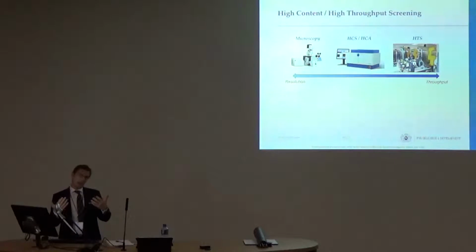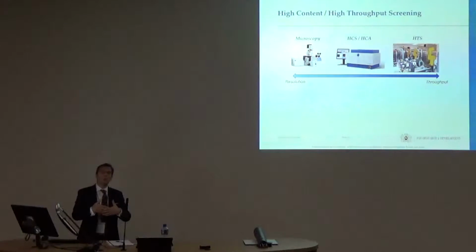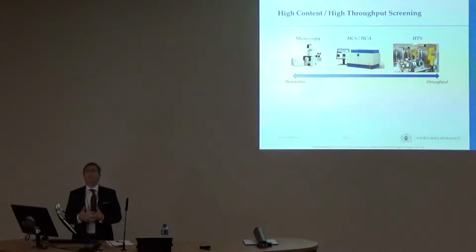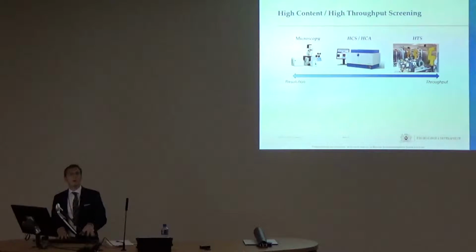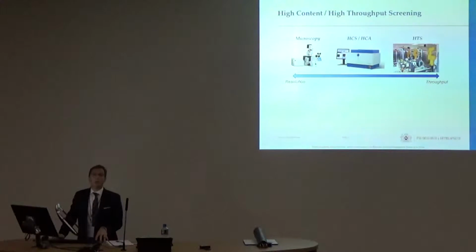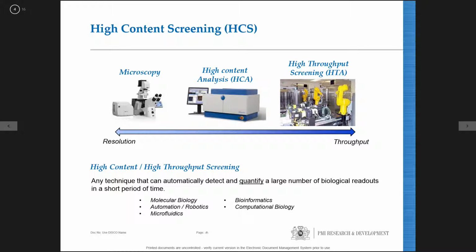Now, between high-content and high-throughput, there's quite a bit of overlap, there are some differences, but some similarities. And for the purpose of this talk, I would like to group them together, because in terms of how we share and process the data, both types of techniques share similar challenges. So I would like to go one step higher and talk in general about high-throughput, high-content screening, defined as any technique that can automatically detect and quantify a large number of biological readouts in a short period of time.